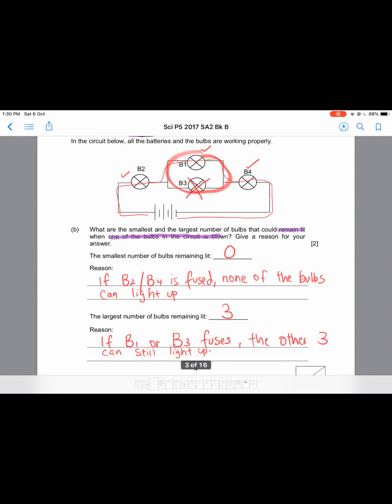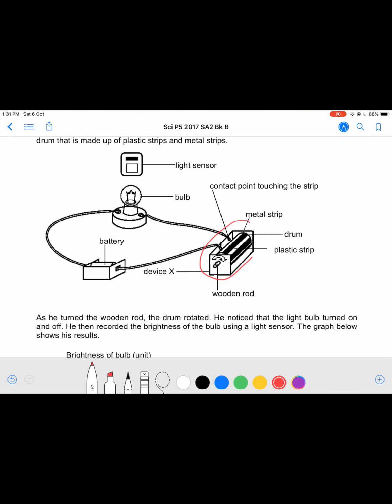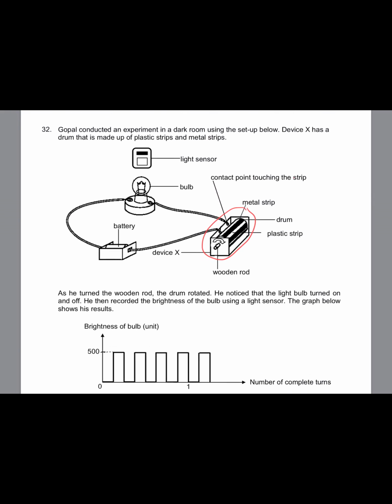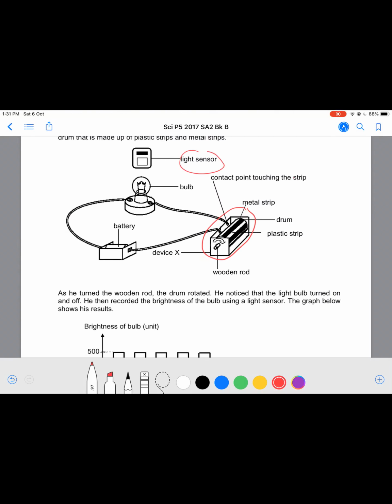Okay? Okay, question 33. Gopal conducted an experiment in a dark room. This device, the device X over here, actually has got a drum that is made of plastic strips and metal strips. Okay, there's a light sensor here. You know that plastic strips, metal strips, which one is transparent, which one is not, right? Which one allows light to pass through, which one doesn't allow light to pass through.